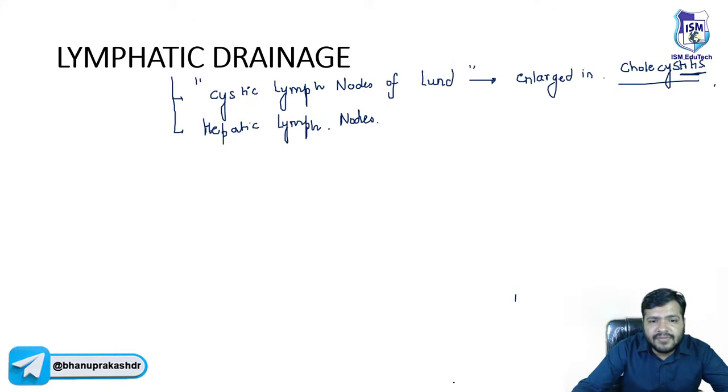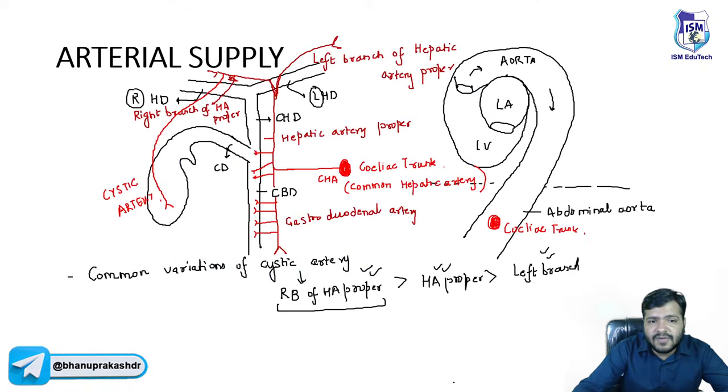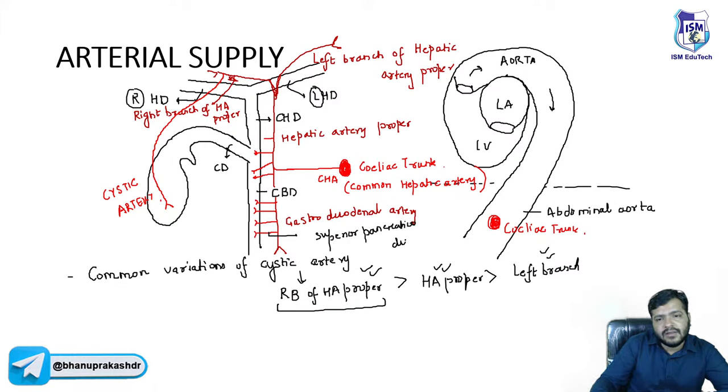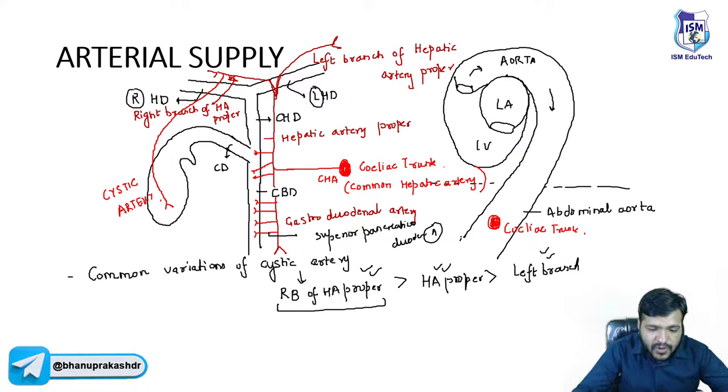The gastroduodenal artery is there, but which branch of the gastroduodenal artery is it that supplies? It is the superior pancreaticoduodenal artery, because the gastroduodenal artery also divides into the right gastroepiploic artery, but the right gastroepiploic doesn't supply. So the branch of the gastroduodenal artery that will supply the lower part is the superior pancreaticoduodenal artery.